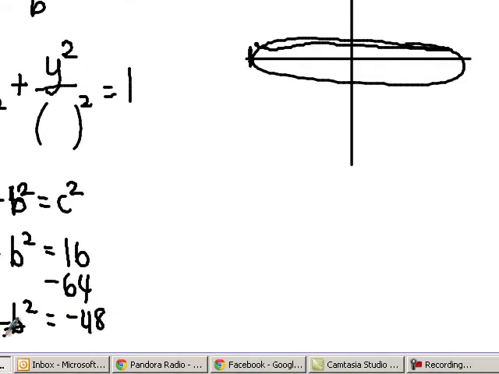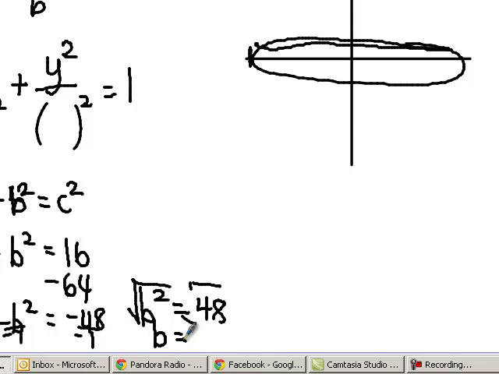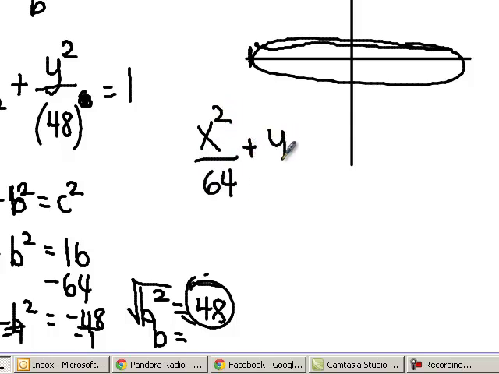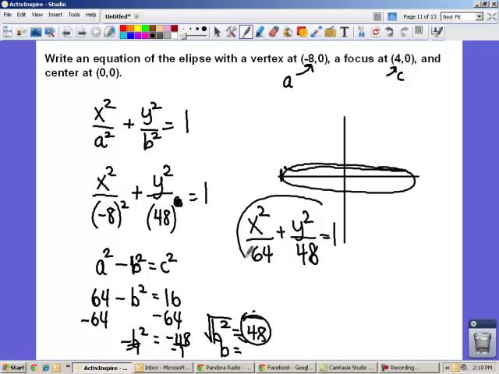Obviously, we want to divide by negative 1 first, so that we have b squared equaling a positive 48. And then we just take the square root of that, so b equals the square root of 48. But if you notice, we don't need b by itself. We just need the b squared. So this 48 is actually just going to go right here, and we don't have to square it anymore. So now that we have b squared, we just have to simplify that one. And here's our equation.